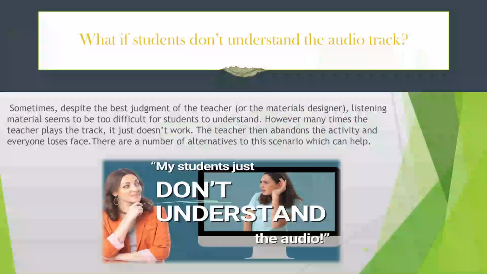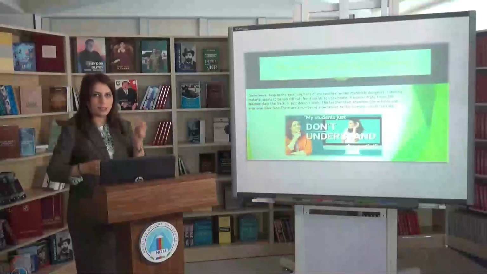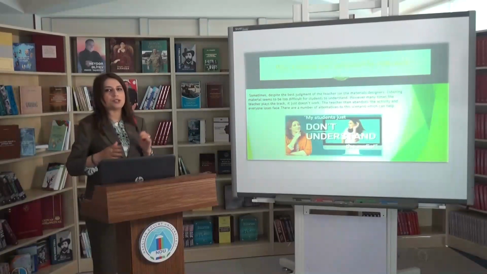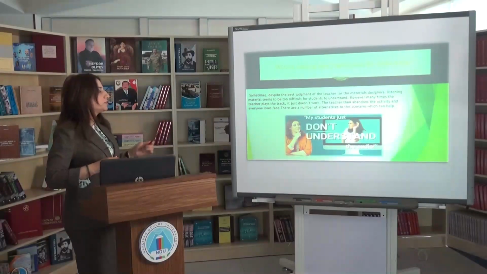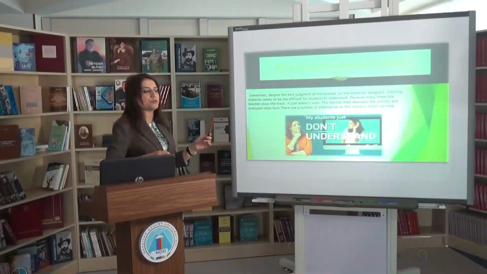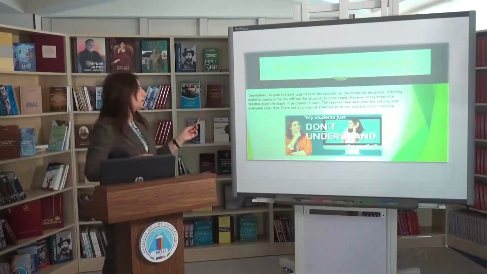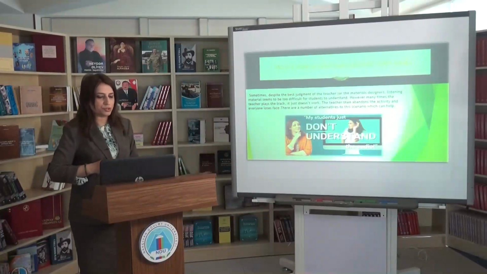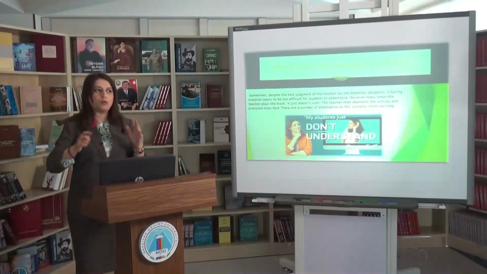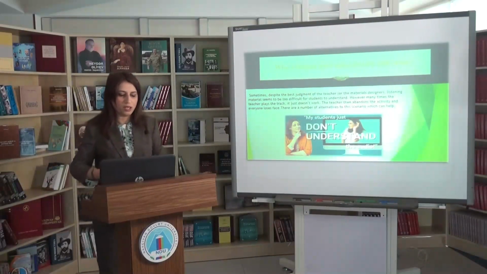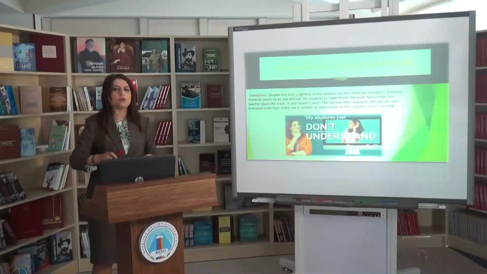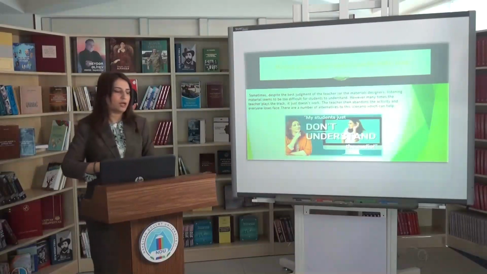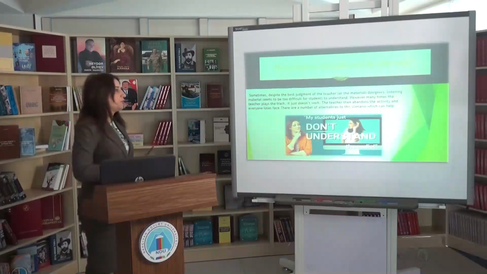Okay, our next problem. What if students don't understand the audio track? Yes, we speak about listening, one of our academic skills, and what to do when they don't understand the audio track. Sometimes, despite the best judgment in designing material, listening material seems too difficult for students to understand. However many times the teacher plays the track, it just doesn't work. Then the teacher abandons the activity and everybody loses faith. There are a number of alternatives to this scenario which can help.